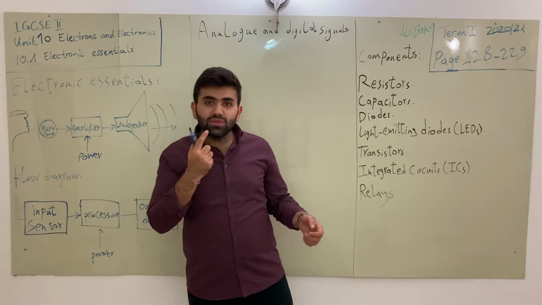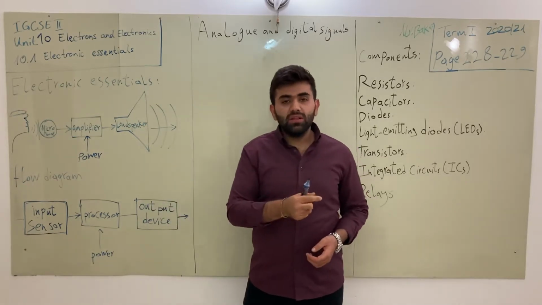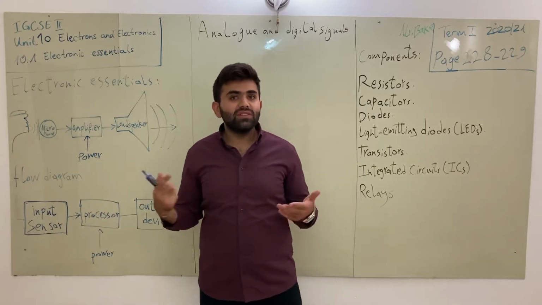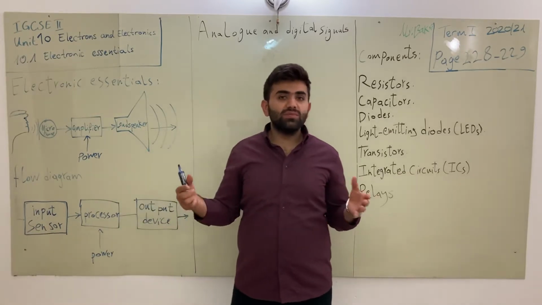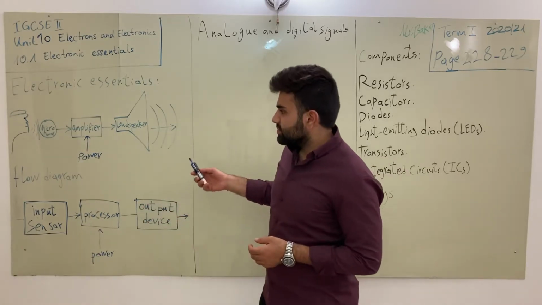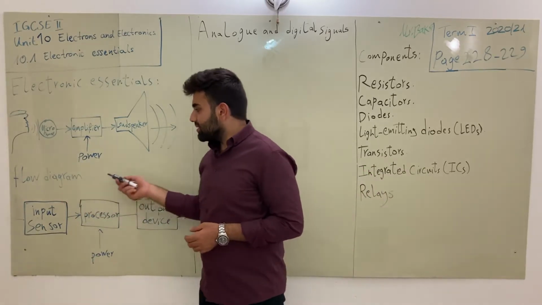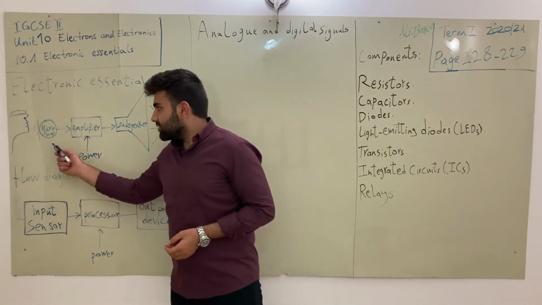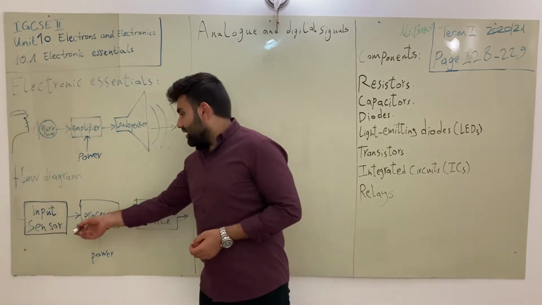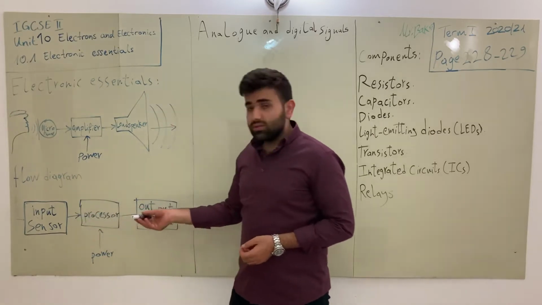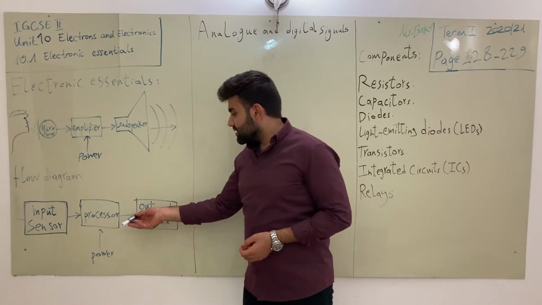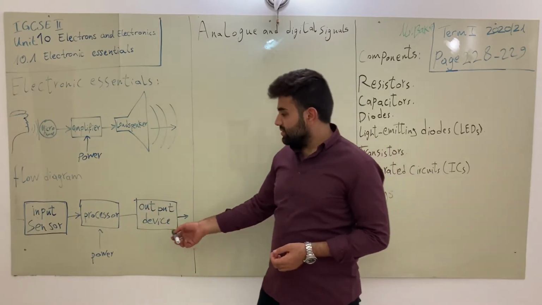If you're hearing my voice on a speaker, you'll find my voice is much higher than it is in person. Why? Because in the speakers you have amplifiers. Let's go to the flow diagram. The microphone is the input sensor, and then it goes to the processor. The processor also has power, and then there is the output device.